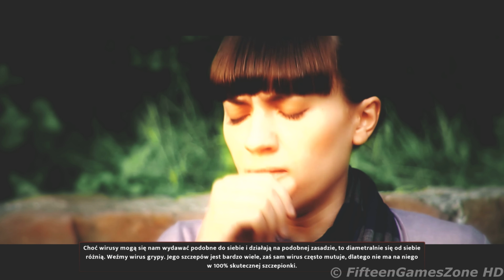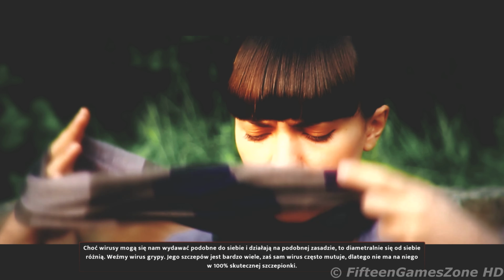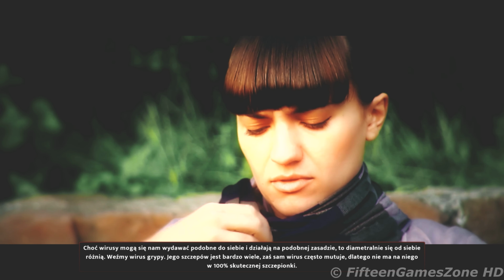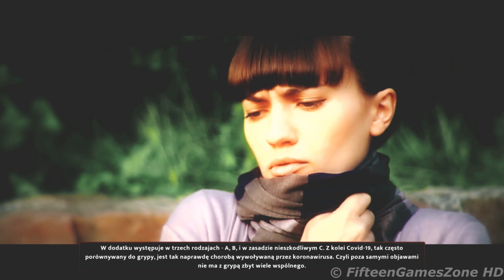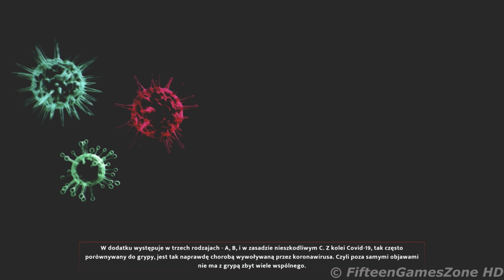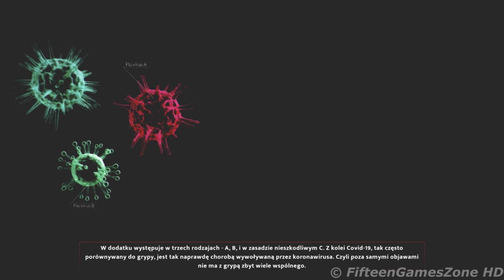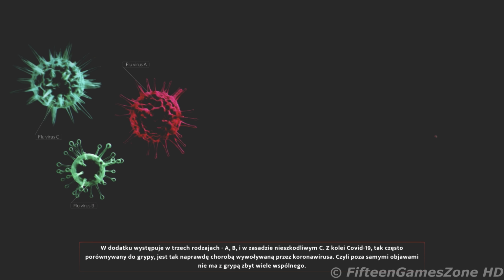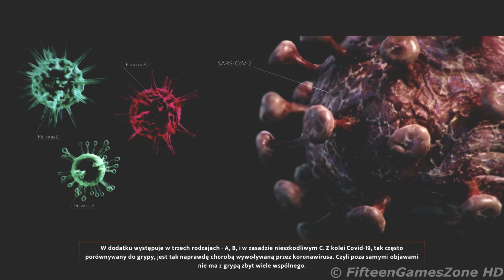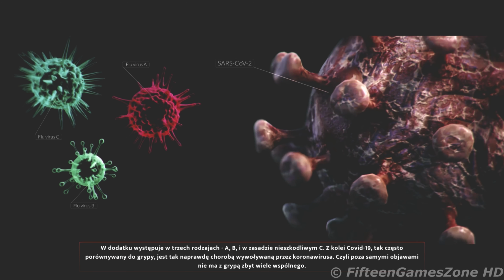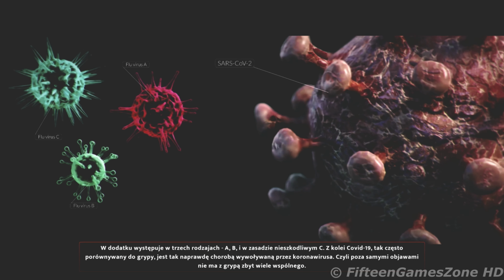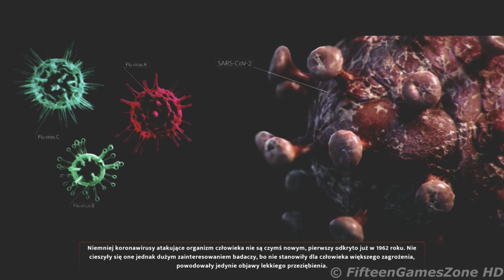Let's take the flu virus. It has many strains, and the virus itself often mutates, so creating a 100% effective vaccine is extremely difficult. In addition, there are three types of flu viruses: A, B, and the basically harmless C. In turn, COVID-19, often compared to the flu, is actually an infectious disease caused by a coronavirus, which means that there is not much in common with the flu, except for the symptoms.